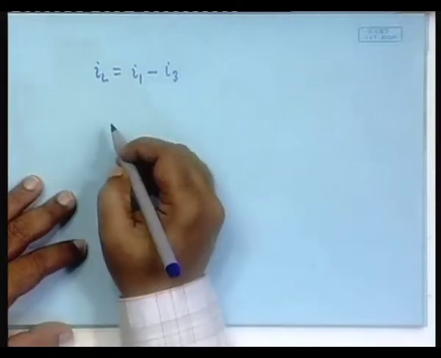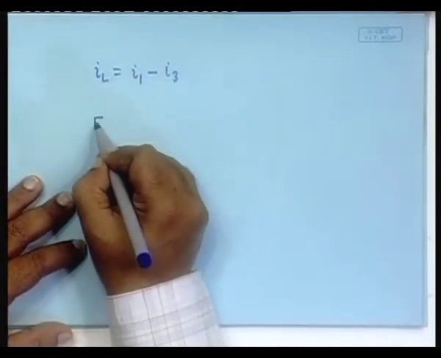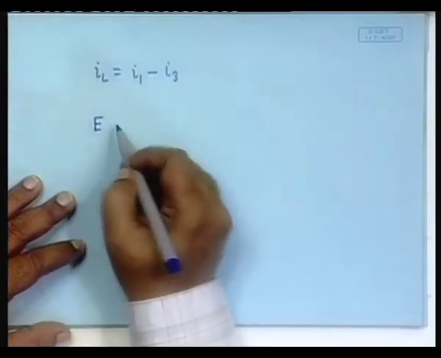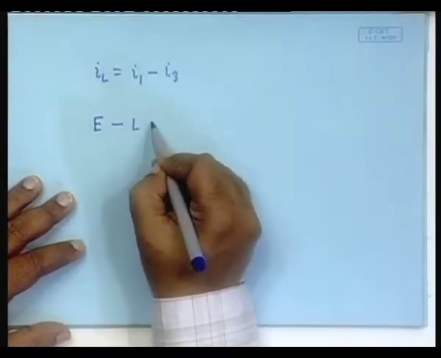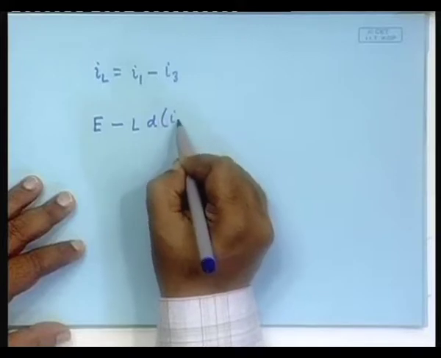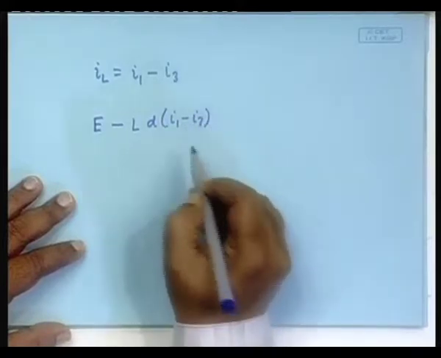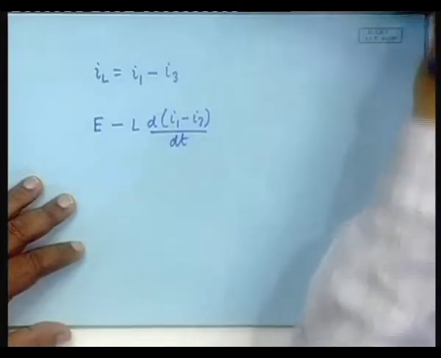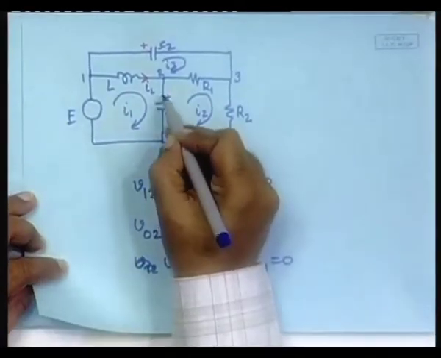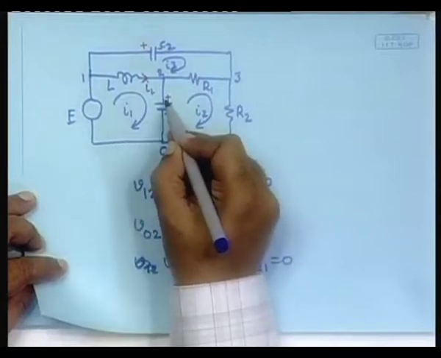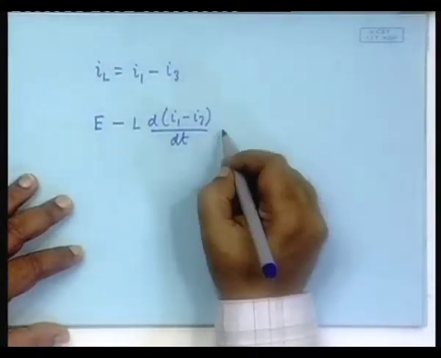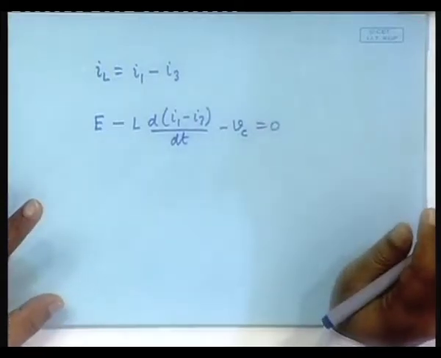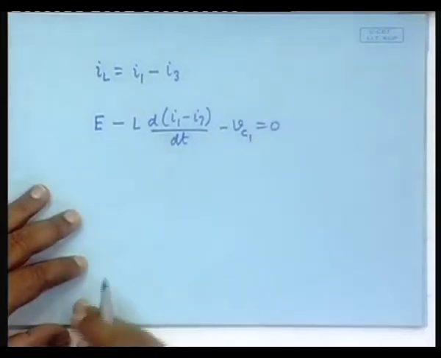It will become E minus L d(I1 minus I3)/dt. This is positive and therefore, if you go this way it will be negative. So, minus Vc1 equal to 0, right.